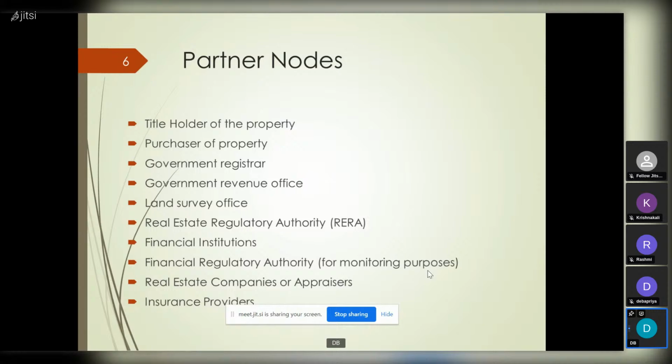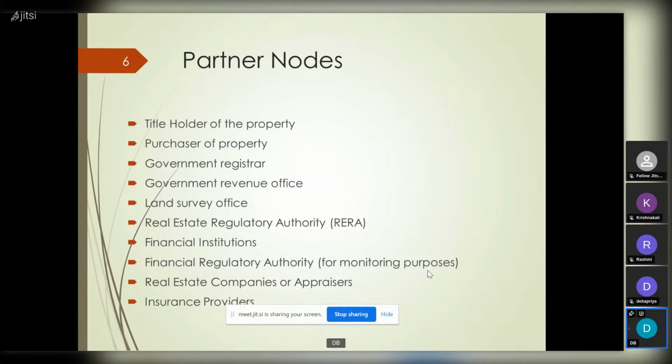So these are the main partner nodes. First we have the title holder of the property, then we have the purchaser. Partner nodes are those involved in this process in which blockchain has been implemented. Who are the stakeholders in that process? Here we are talking about the stakeholders present. We have the title holder of the property or the owner. Then we have the purchaser who is going to buy that property.